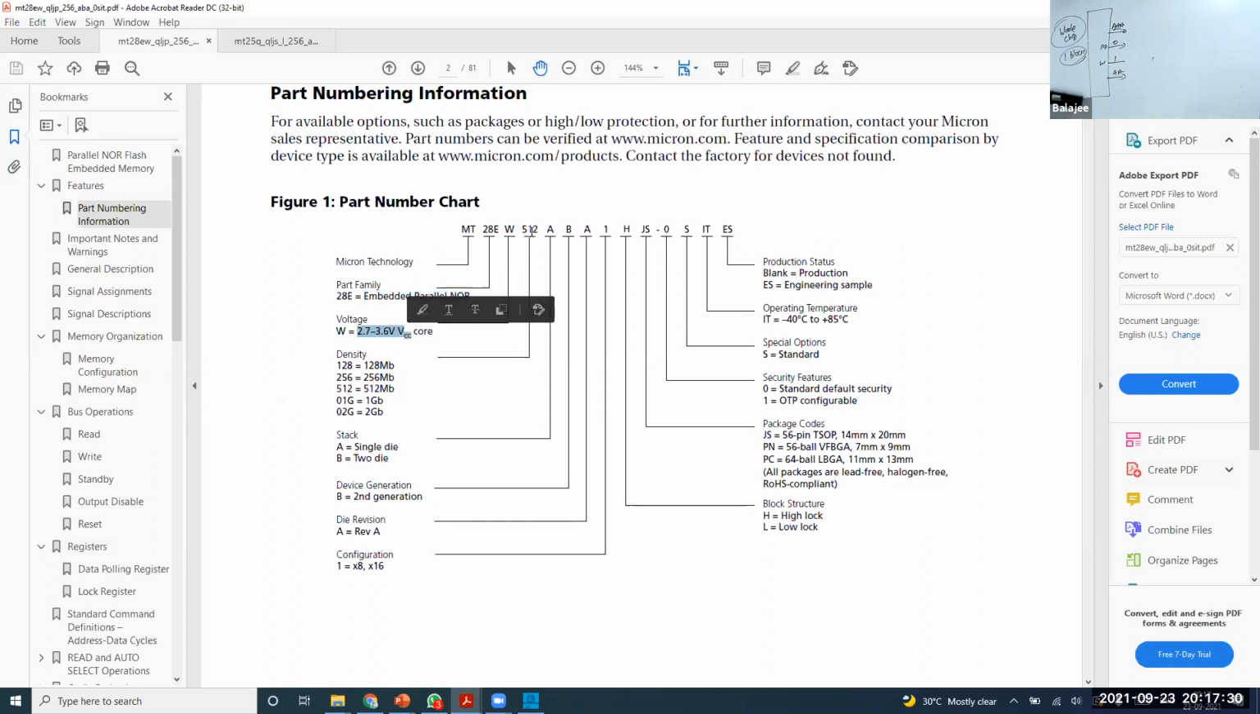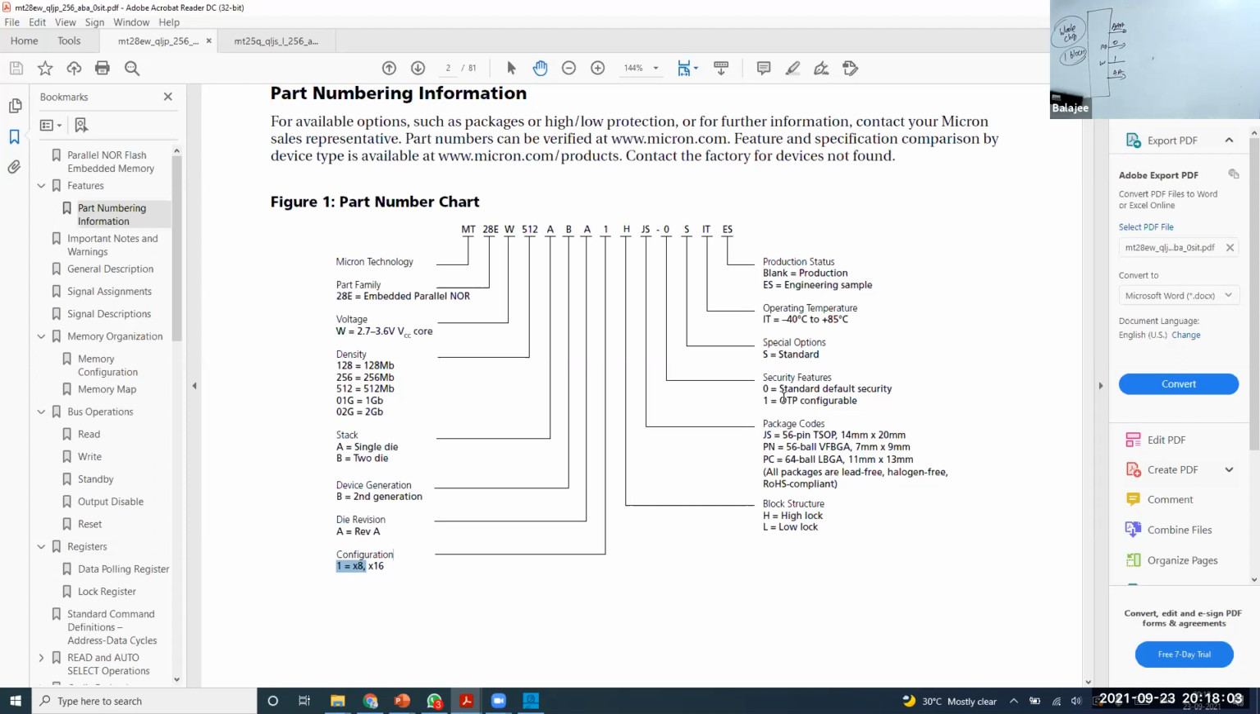Then what is the size? If it is 512, it means 512 megabits. If it is 128, it means 128 megabits. Then whether it's a single die or two die. Then which generation it is, and revision A or B. Then what is the configuration, x8 or x16? And here, block structure, high lock or low lock, that I have to see. Then what is the package type? It is a BGA or what it is.